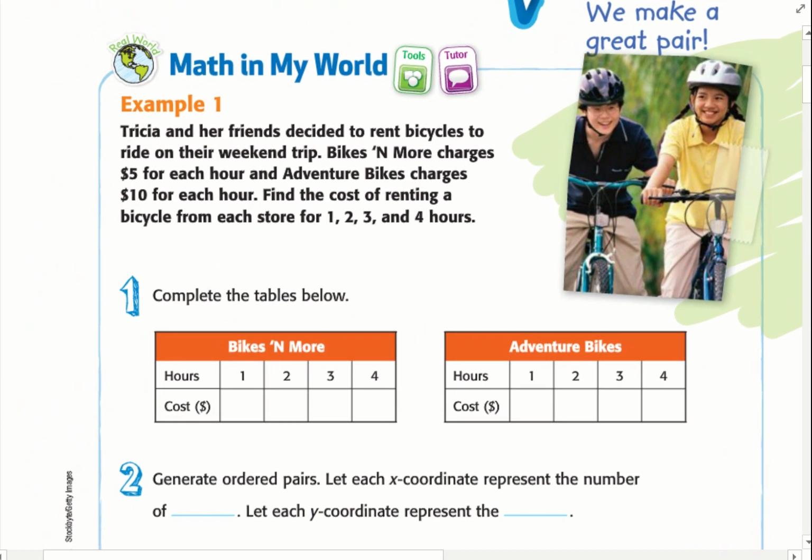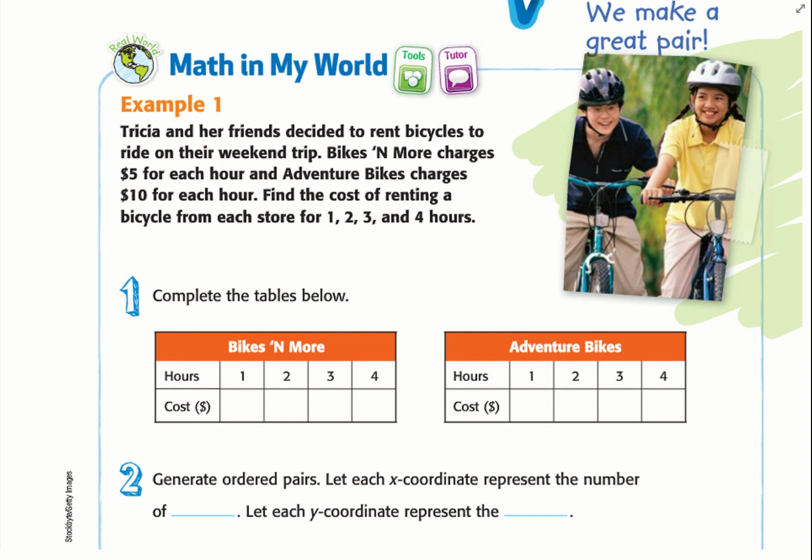So example 1. Trisha and her friends decided to rent bicycles to ride on their weekend trip. Bikes and More charges $5 for each hour, and Adventure Bikes charges $10 for each hour. Find the cost of renting a bicycle from each store for 1, 2, 3, and 4 hours.